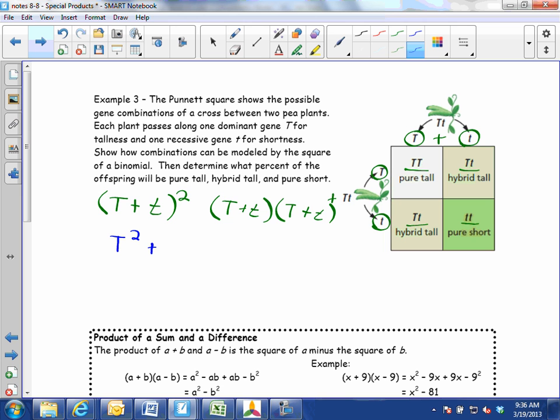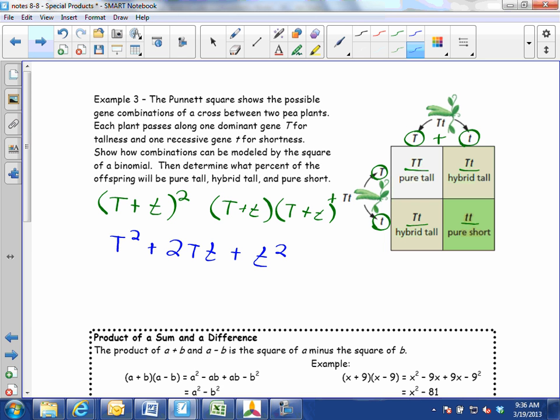plus 2 big T little t plus little t squared. Yep. And I already gave away the last one.